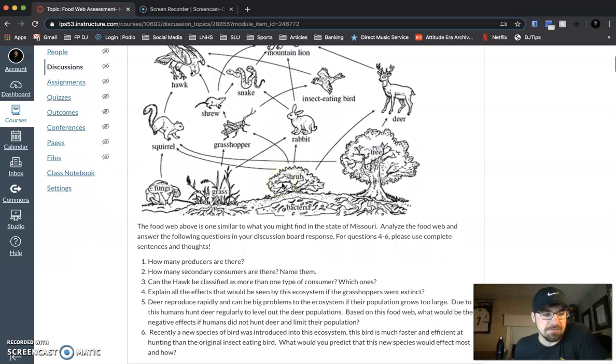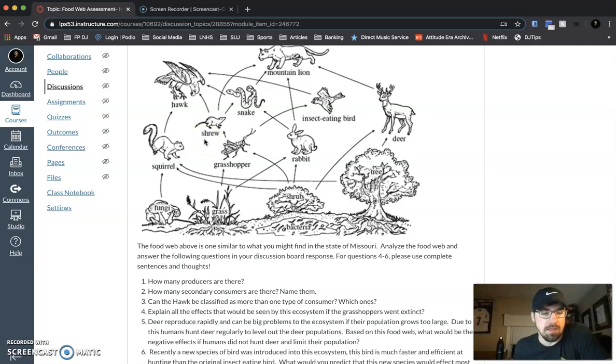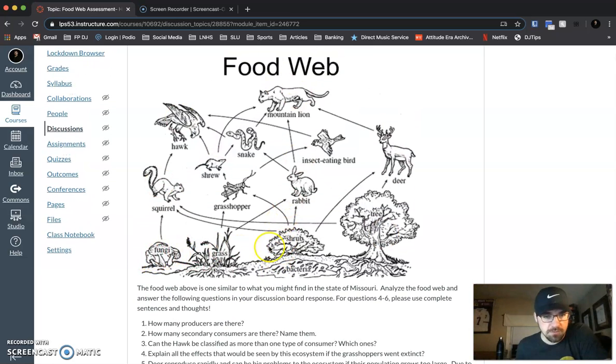So looking at the 6 questions that you had based on this food web, it looks like most everybody did very well. There was one big confusion, and that was on question 1. So how many producers are there in this food web? If we look at this food web, obviously we know our producers are always here at the bottom. Now in this, there are a couple organisms that were not explained as far as what they are, and that is the fungi and the bacteria.